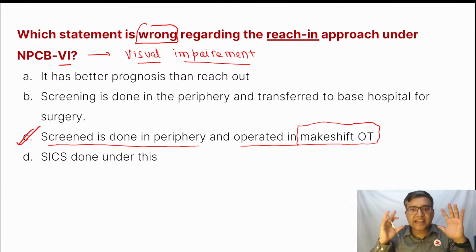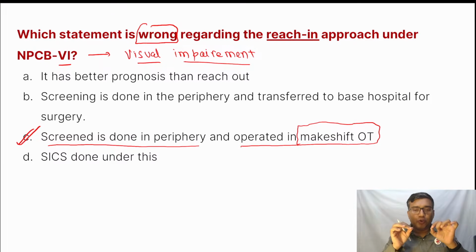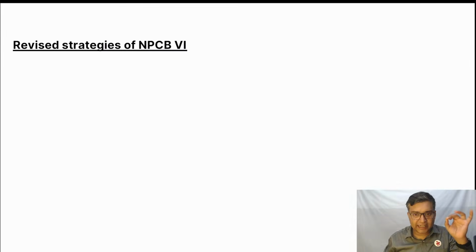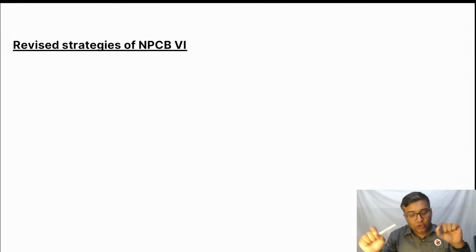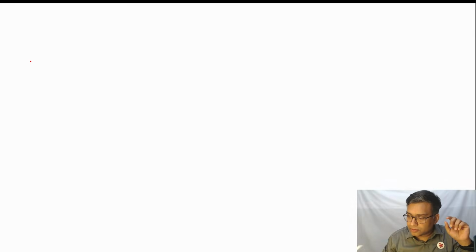Now, what are the various important things that you should know regarding the National Program for Control of Blindness and Visual Impairment? I would be telling you. So please take a screenshot of this slide. So first of all, in the revised strategies, they have basically told that please shift from the I-camp approach to the fixed facility. This is called reach in approach.